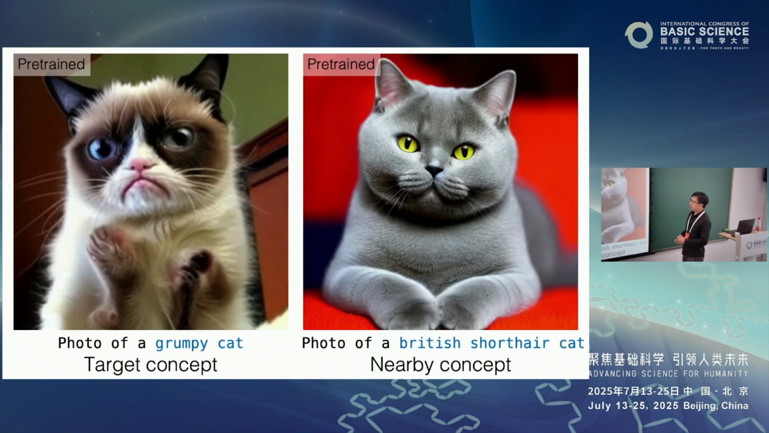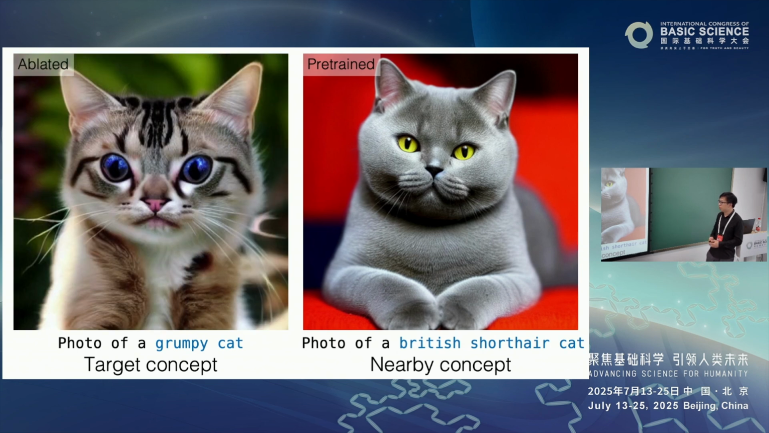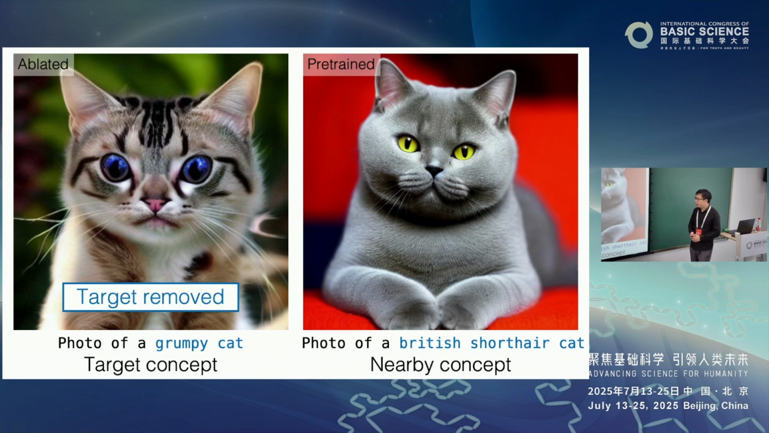And here are some results. You can see this is the pre-trained model. You remove the grumpy cat, but for other cats, like this British short-haired cat, you can almost preserve its content.